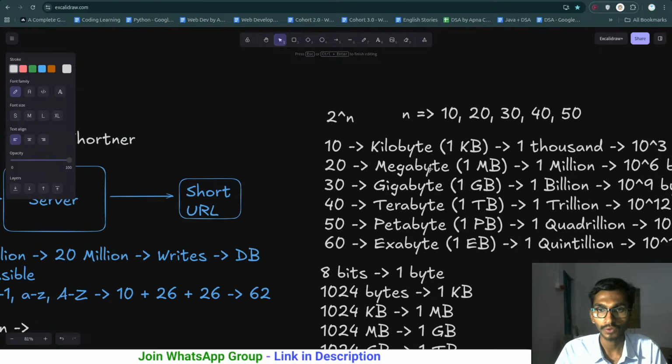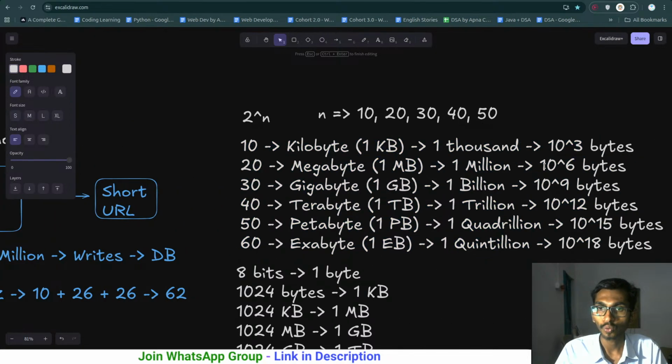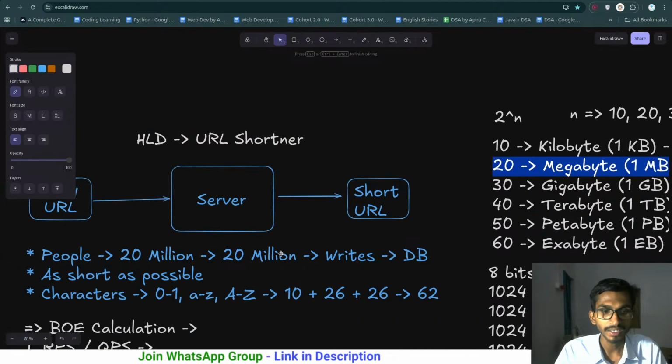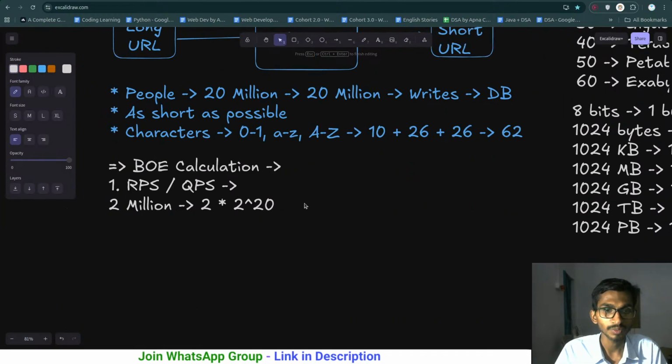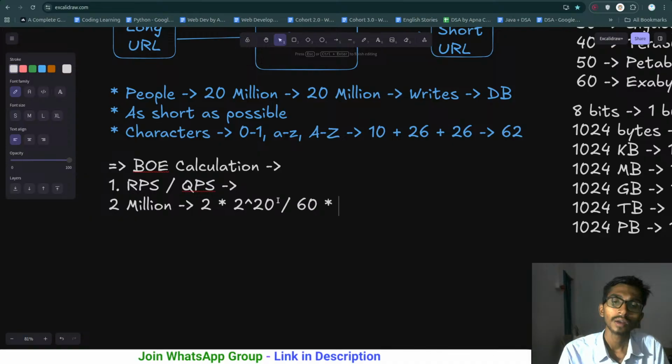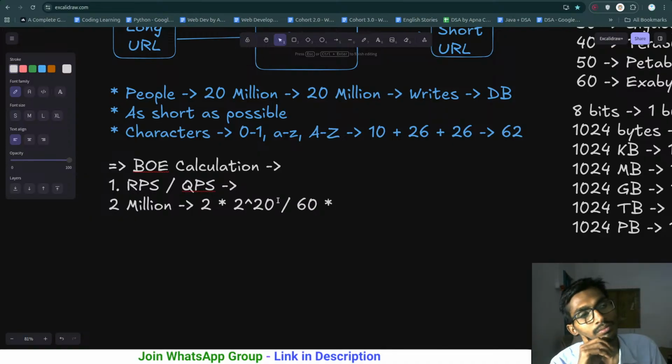If you are confused here, 1 million is how much? 1 million is equal to 2 to the power 20. That is why you have to keep this in mind. Then things get easier. So 2 to the power 20, and once we have this much, we have to know how many queries go per second. How many seconds are in a day? So 60 seconds, 60 minutes, 24 hours.